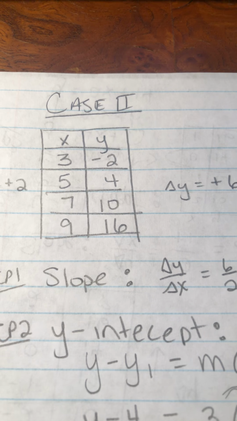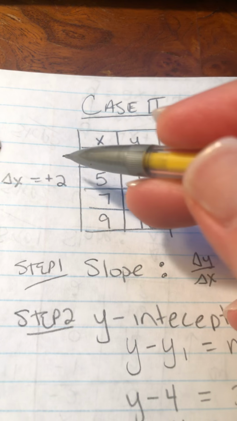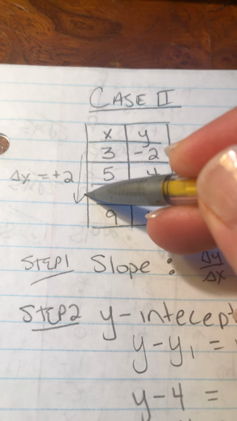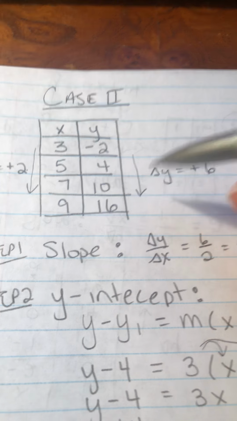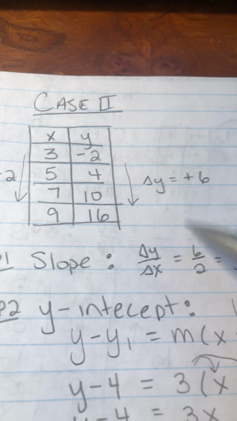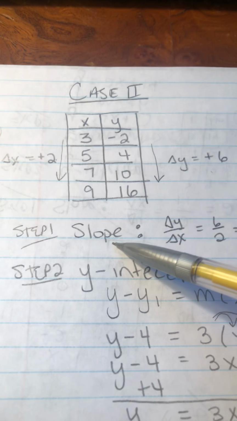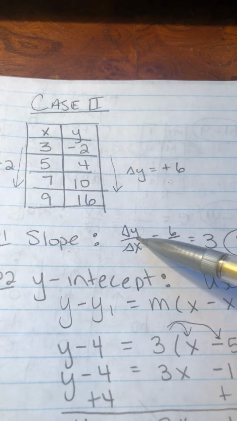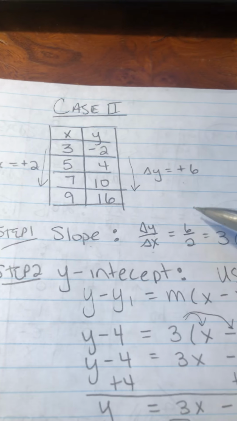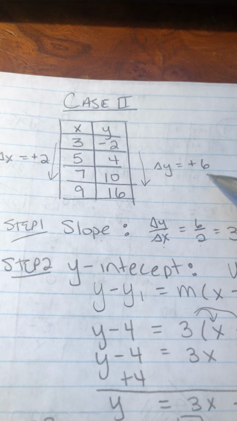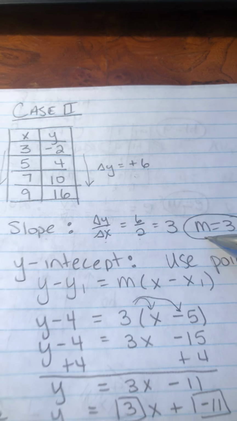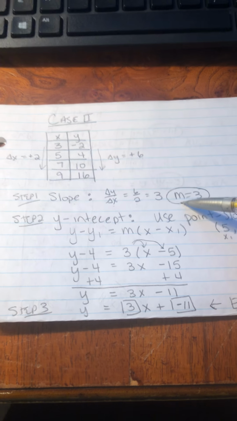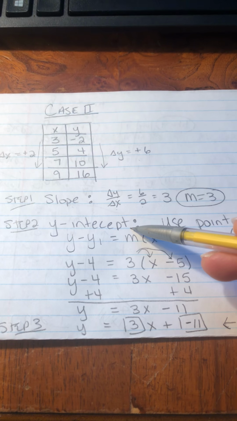Now let's look at case 2. Case 2, we start out the same exact way. We look for a pattern along the x's, and they're going up by 2. And we look for a pattern along the y's, and these are going up by 6. So now let's find slope. Slope is a change in y divided by the change in x. 6 divided by 2, here's the 6 for y and the 2 for x, that equals 3. So m equals 3.